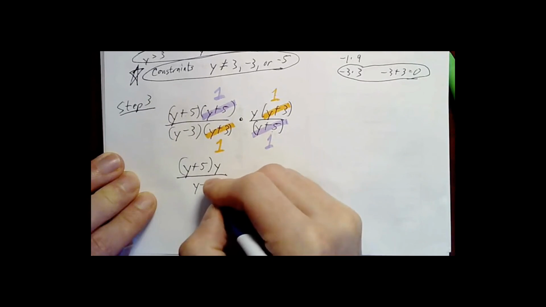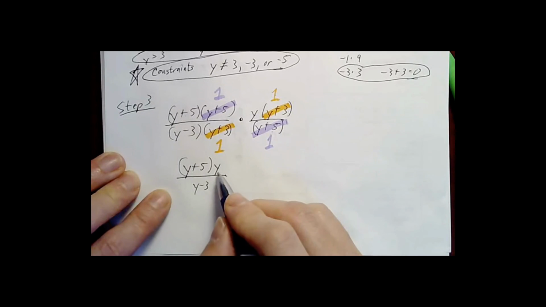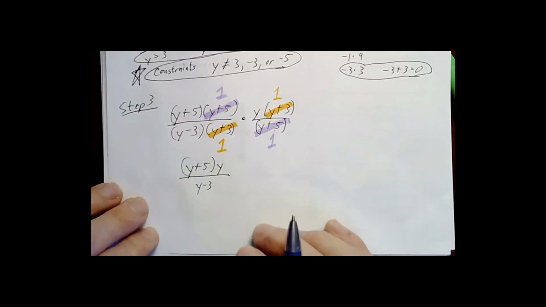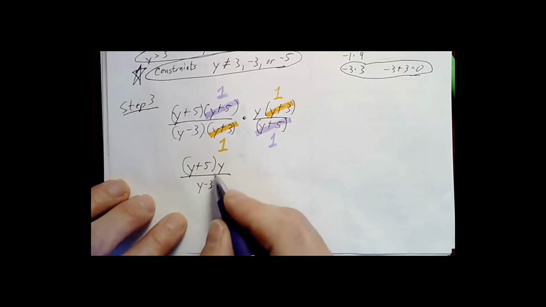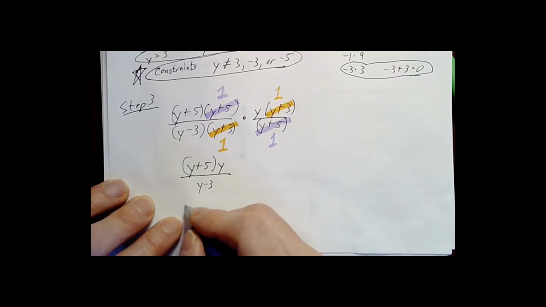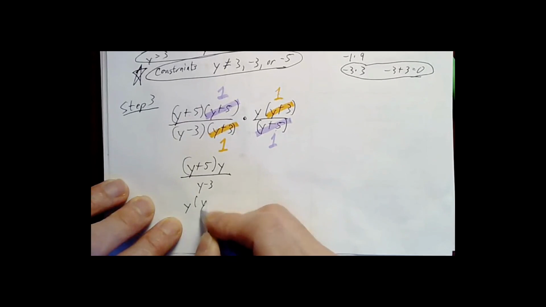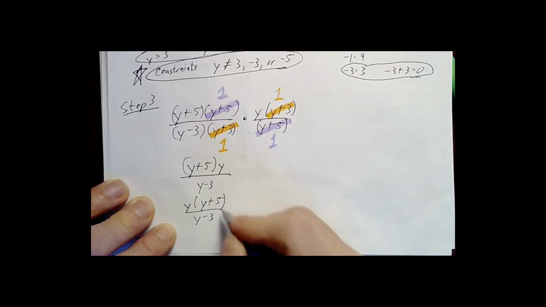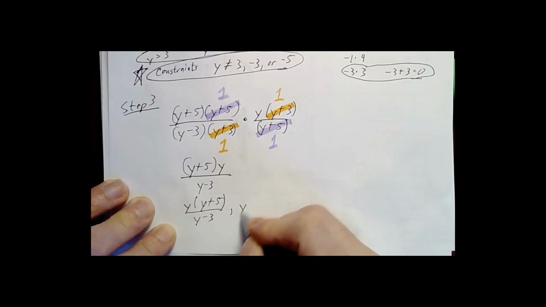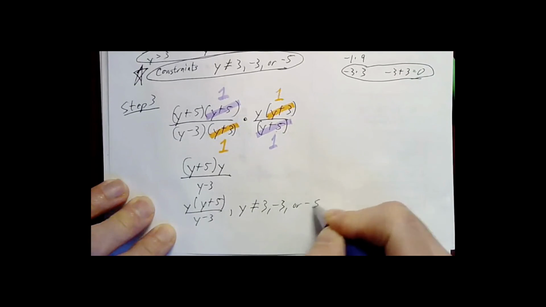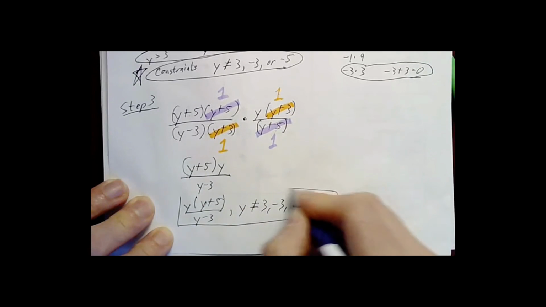And typically in math, ladies and gentlemen, when you have a single monomial outside, we normally write that in front. So me being a mathematician, I'm slightly uncomfortable with the y at the end, even though it's mathematically sound. So I'm just going to rewrite this so that I have y times y plus 5, all divided by y minus 3. And don't forget our constraints, which is y cannot equal 3, negative 3, or negative 5. And this right here will be our final answer.